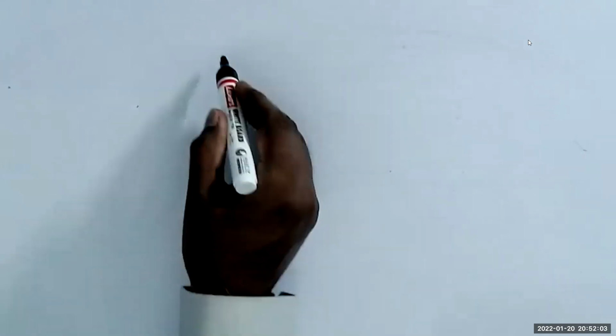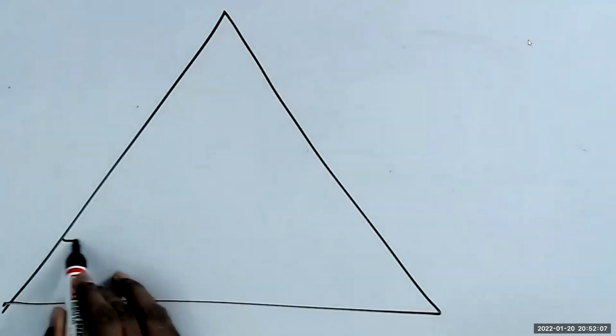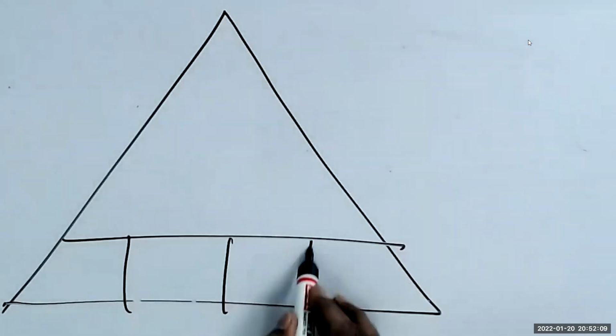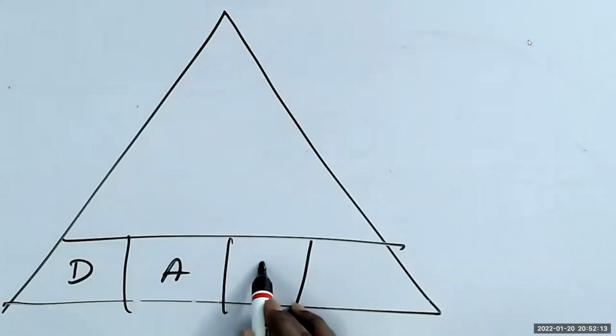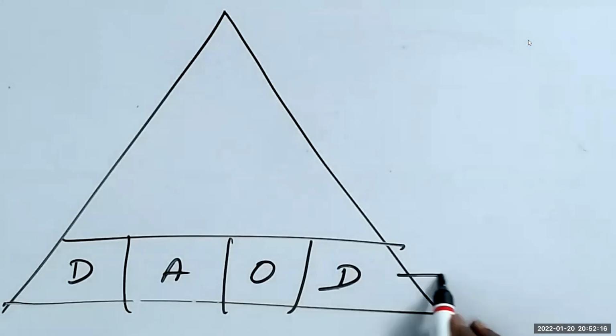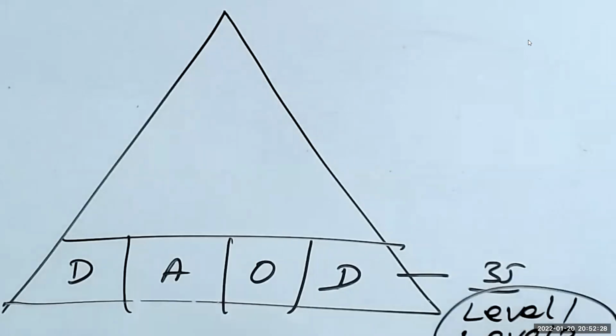As I mentioned to you, in this triangle, the 4: declaration, assignment, operation, and decision making. These 4 are sufficient for the 35 problems. And also now I'm sharing a lot of problems on the net, level 1 and level 2. Try to do as many problems as possible.